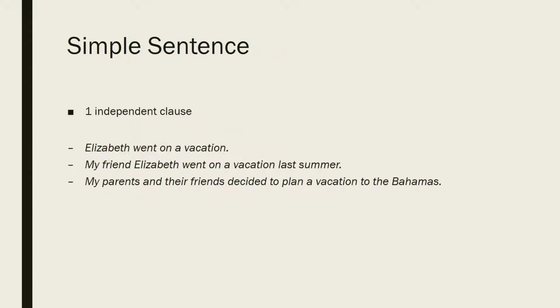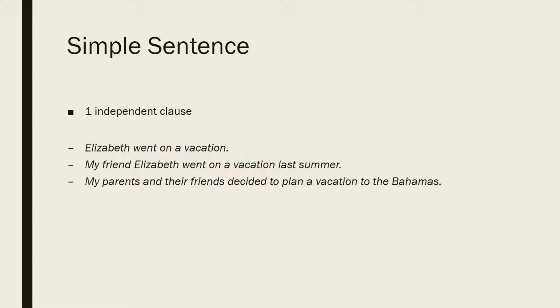So the first type of sentence structure is the simple sentence, which is pretty simple as it sounds. It has one independent clause, and that's it. I have three examples here that I want to show you. The first one, Elizabeth went on a vacation. Elizabeth is the subject, went is the verb, and then we have this phrase, on a vacation, to describe where she went. But yeah, that's it. It's just one independent clause with the subject and the verb, and it's a complete thought.